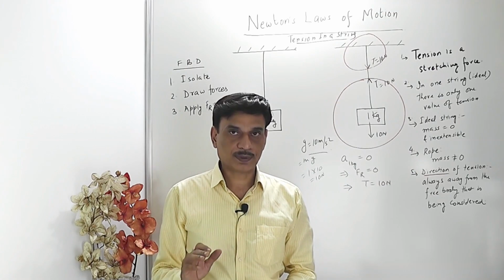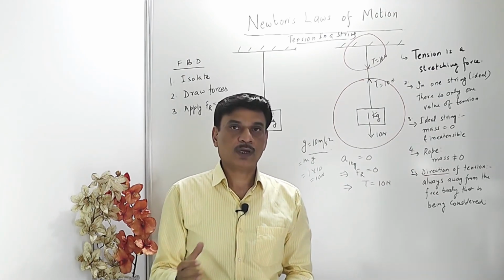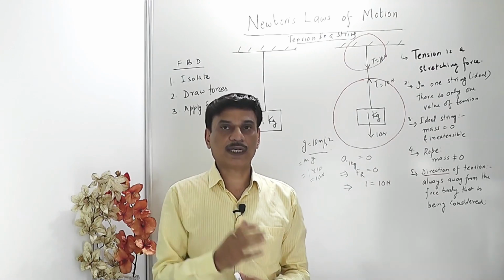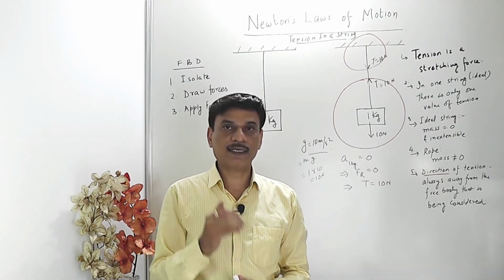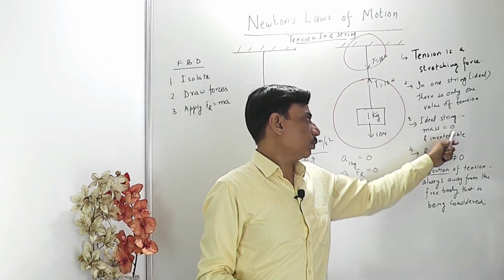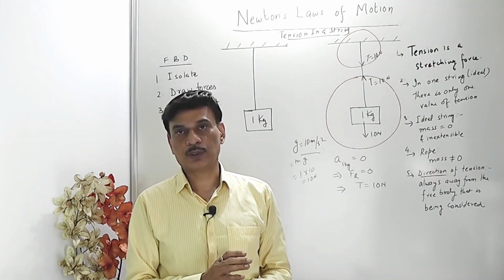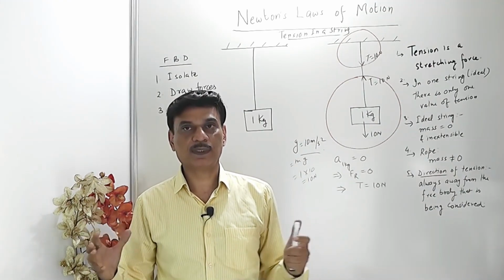In case of a rope, there could be a variable tension throughout its length, depending upon whether it is accelerating or not accelerating. A rope has a mass. An ideal string has mass equal to 0, and it is inextensible. This you should remember. The mass of a rope is not equal to 0.